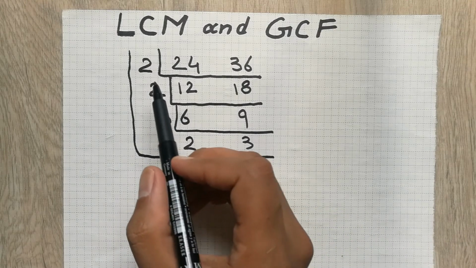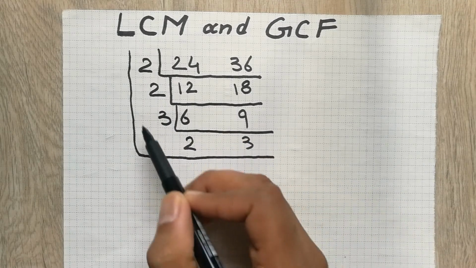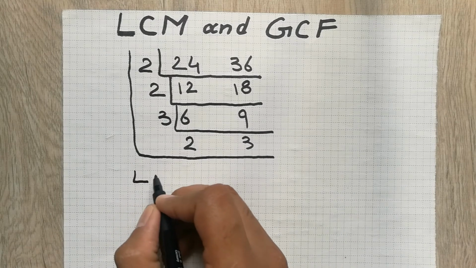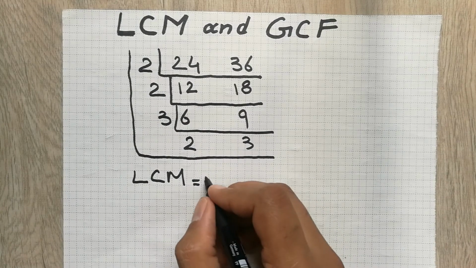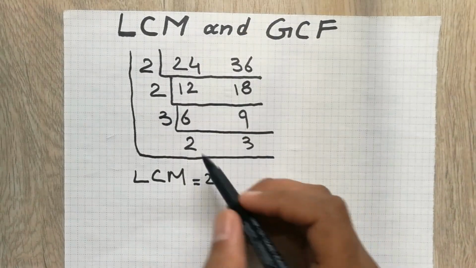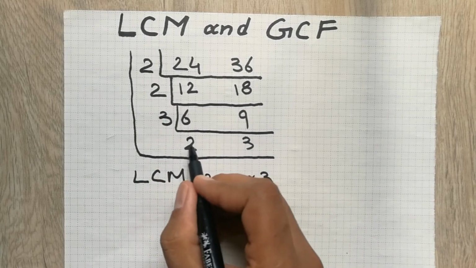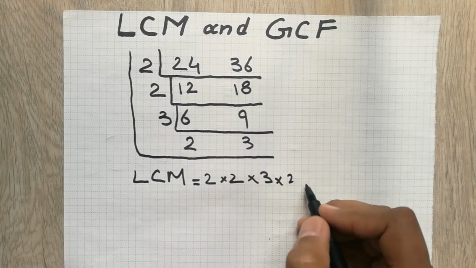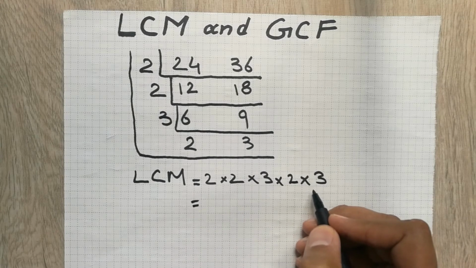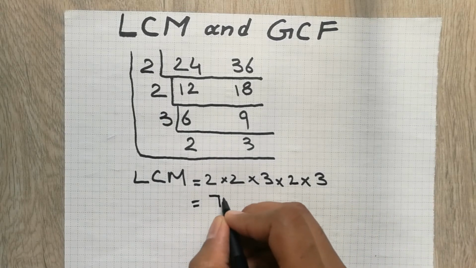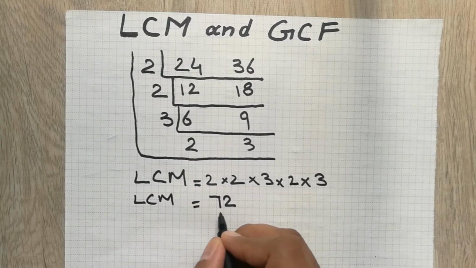So now whatever numbers came into the L, to find the LCM we multiply these numbers. I will show you. To find the LCM we multiply these numbers that came inside the L. So 2, this first 2, multiply by 2 again, then multiply by 3, then multiply by this 2, then multiply by 3. If we multiply all these, the answer will be 72. So the answer for LCM here is 72.